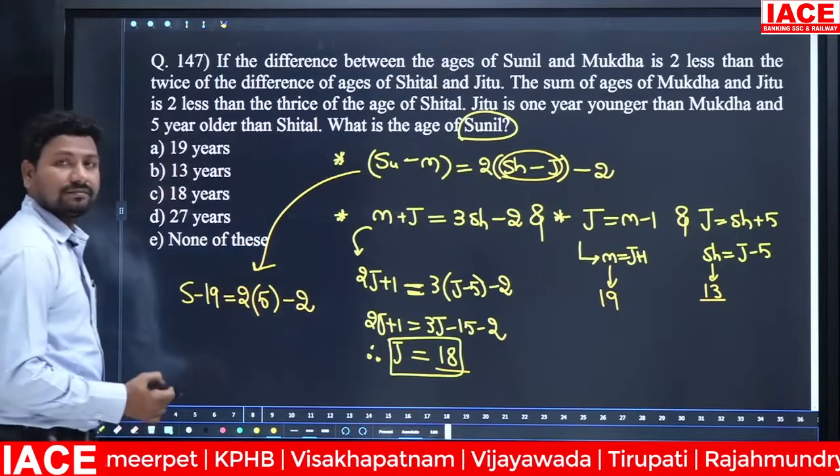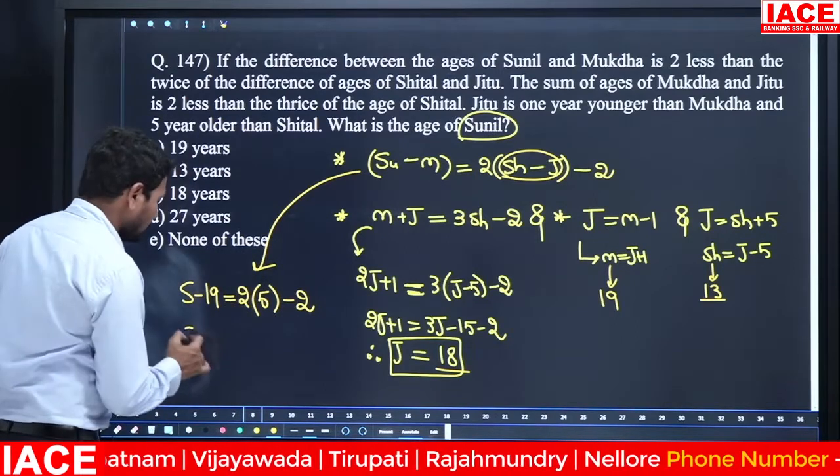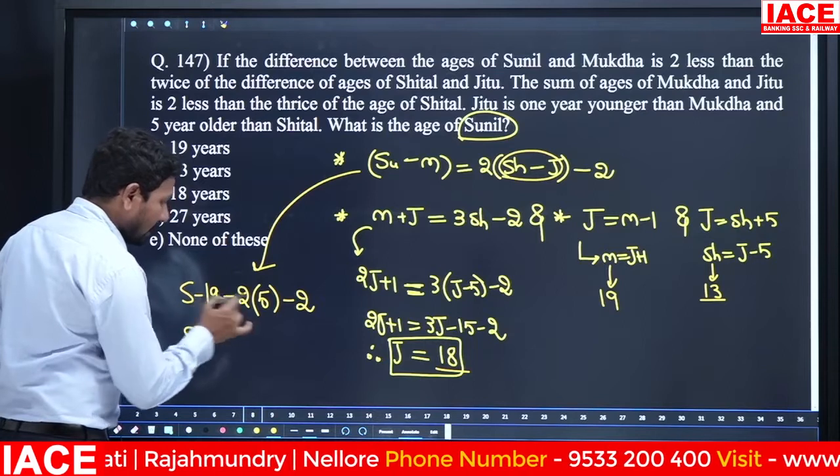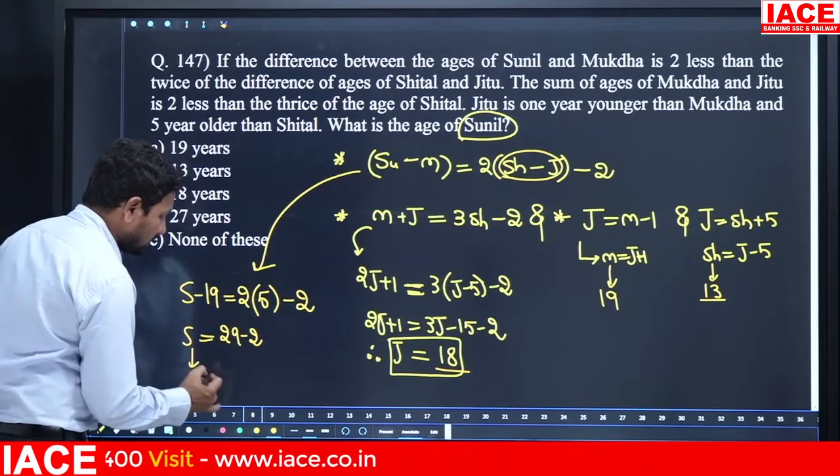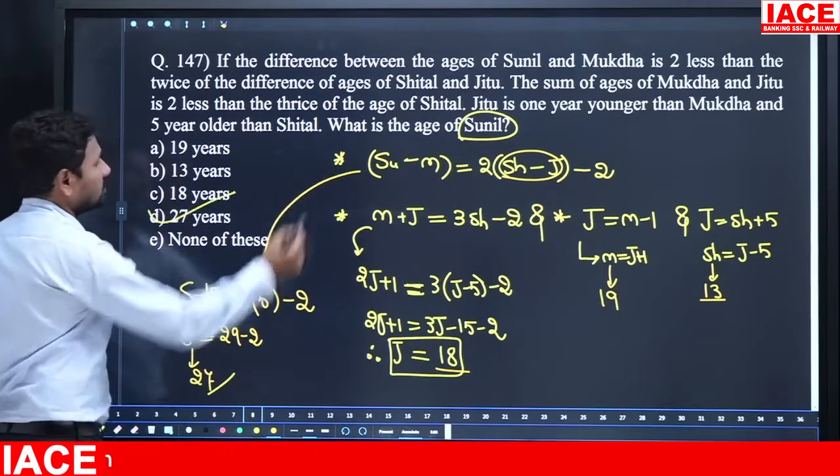2 5s are 10. S minus 19, the 19 comes to the left side, so S is 19 plus 10, which is 29. 29 minus 2 is equal to 27. Then Sunil's age is 27 years, option D.